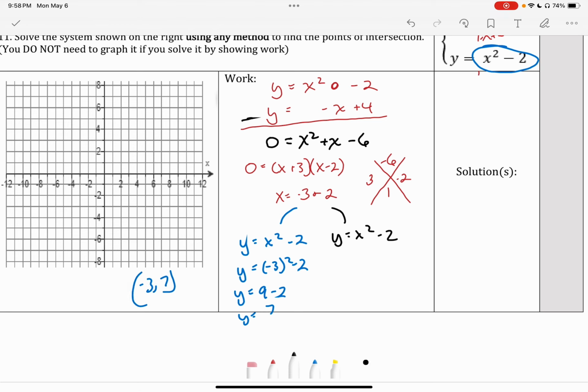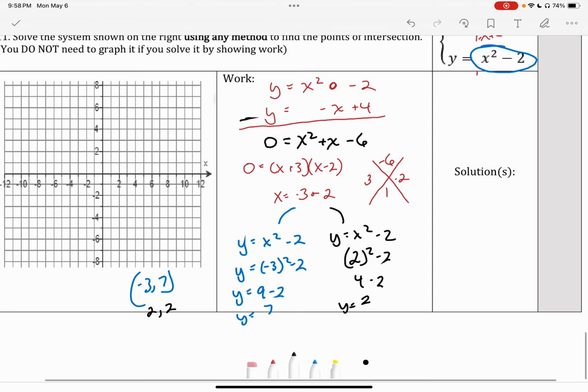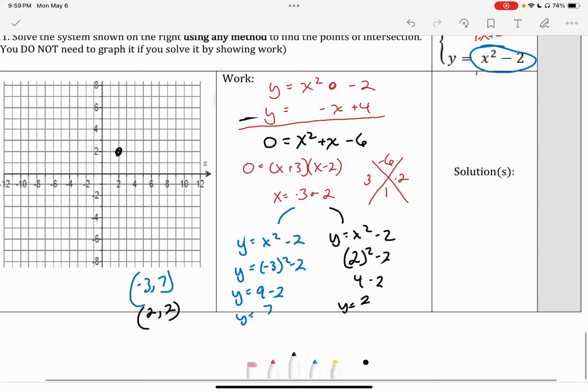We'll do the same thing with the 2. So 2 squared minus 2 is 4 minus 2, which is 2. So y equals 2 when x equals 2. So there would be the two spots where they would cross. So if we graphed them, we would see 2 comma 2, negative 3 comma 7 as our spots where those two things cross.